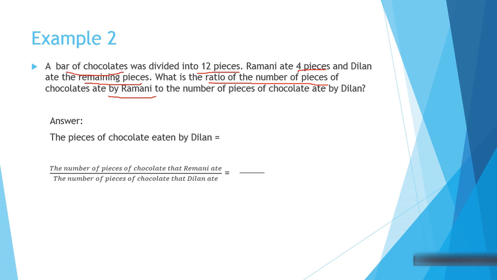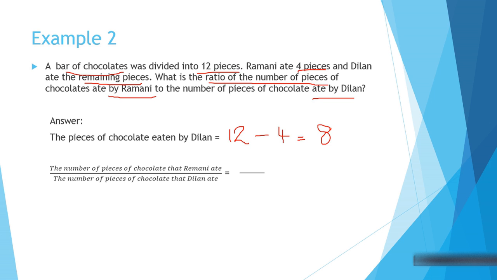And now we are going to work out the final question, which is what is the ratio of the number of pieces of chocolate eaten by Ramani to the number of pieces of chocolate eaten by Dylan. So this fraction gives us the ratio. You can either represent a ratio as a fraction or as the ratio itself. The top, which is the numerator, shows the number of pieces of chocolate that Ramani ate, so Ramani ate 4 pieces, and the denominator is the number of pieces of chocolate that Dylan ate. So Dylan ate 8, which we found a while ago. So now we have the fraction 4 over 8.